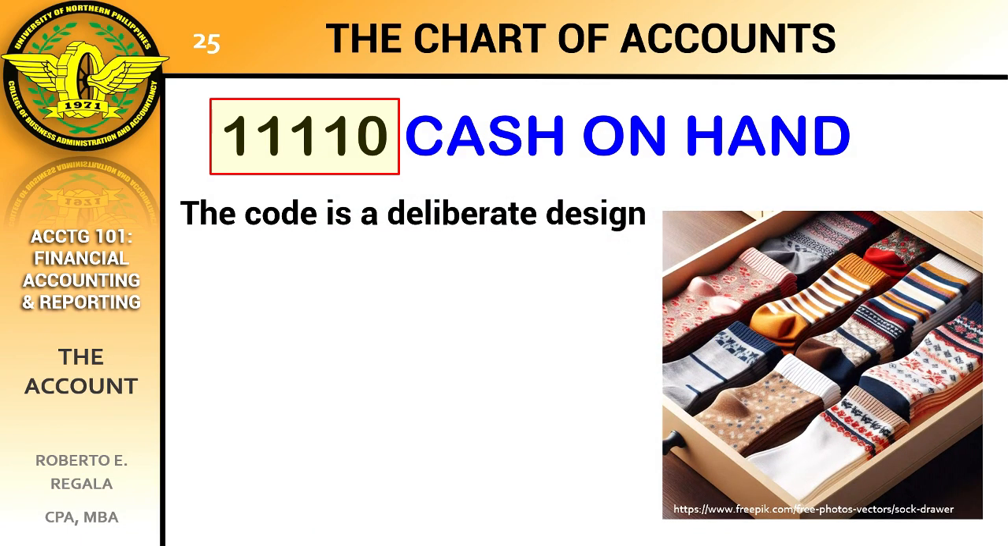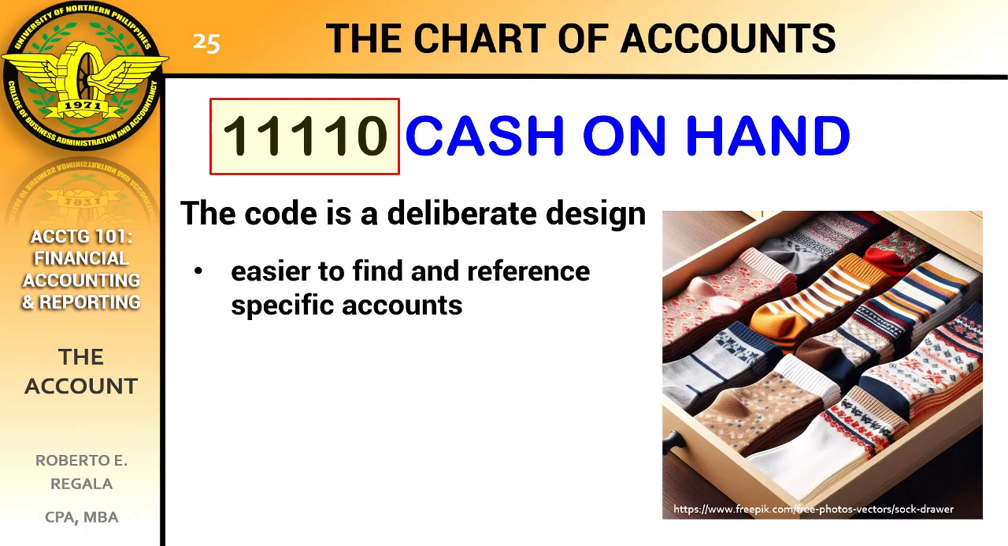It's like organizing your sock drawer. You could just throw everything in there, or you could separate them by type and color. The same goes for accounts. Having a structured numbering system is way more efficient. Some benefits of coding include: it makes it easier to find and reference specific accounts. If you need to check how much cash the company has, you just look for the cash account number.